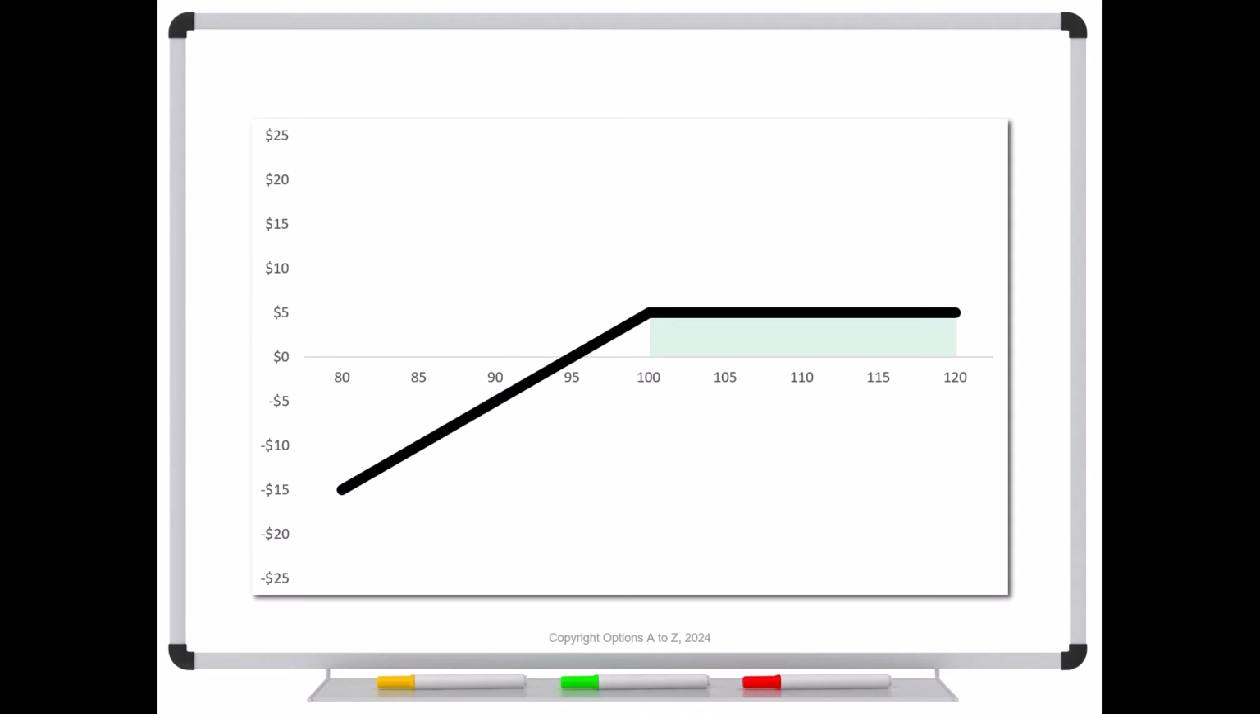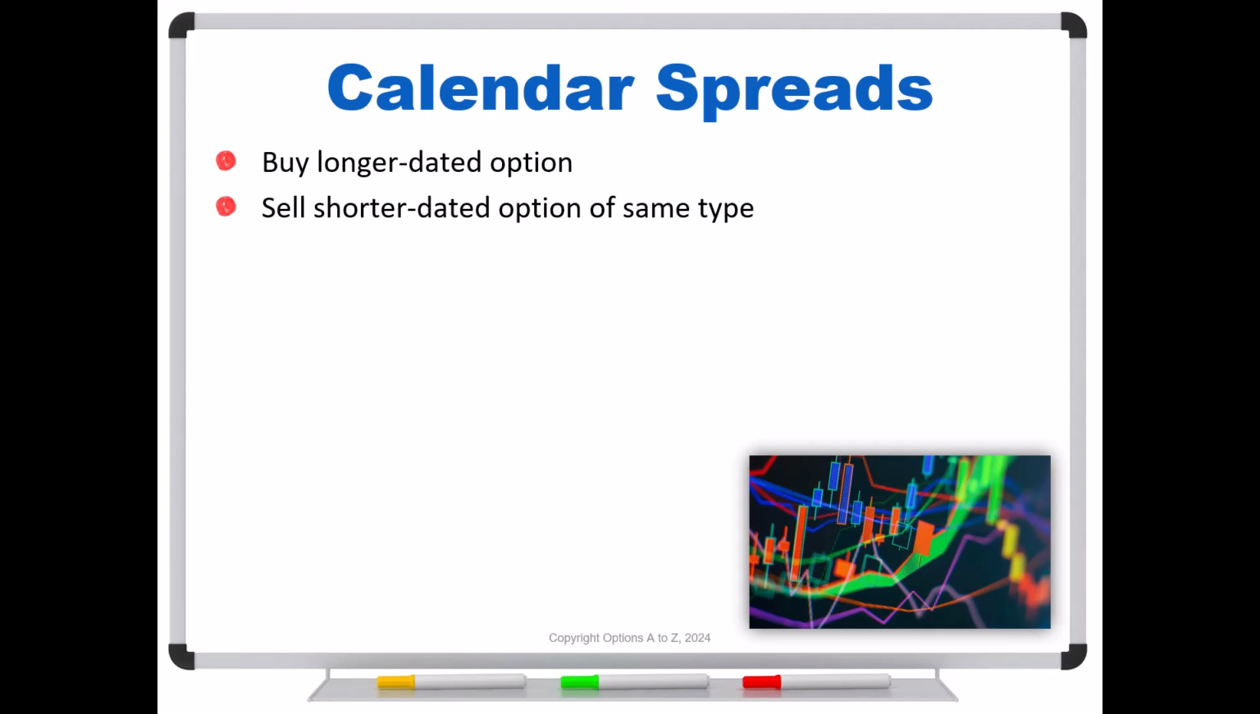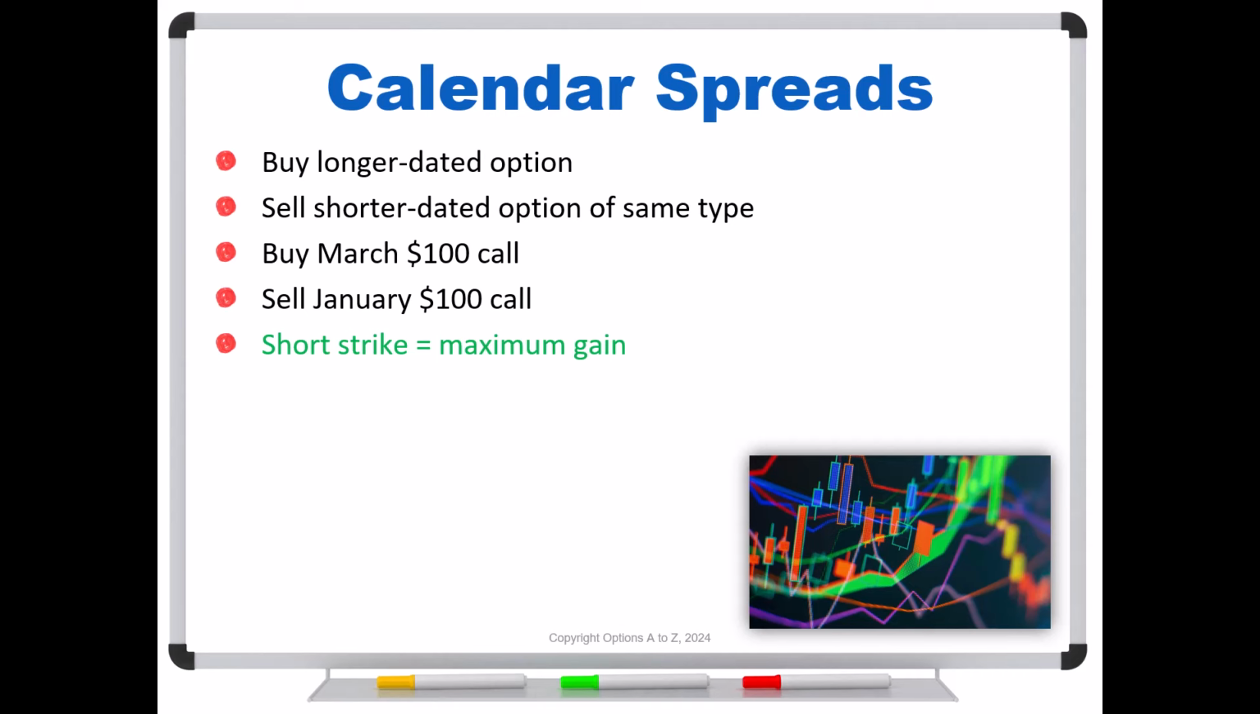All right, so what about for other types of spreads, such as maybe a calendar spread? Well, a calendar spread, recall, is where you're going to buy a longer dated option and sell a shorter dated option of the same type, meaning that both are calls or both are puts. So for instance, let's say that you buy a March 100 call and sell a January $100 call. Well, again, we have opposing deltas. The long March call is going to have positive deltas. The short January call is going to have negative deltas. And what does that tell you? The short strike is going to be the location of the maximum gain.